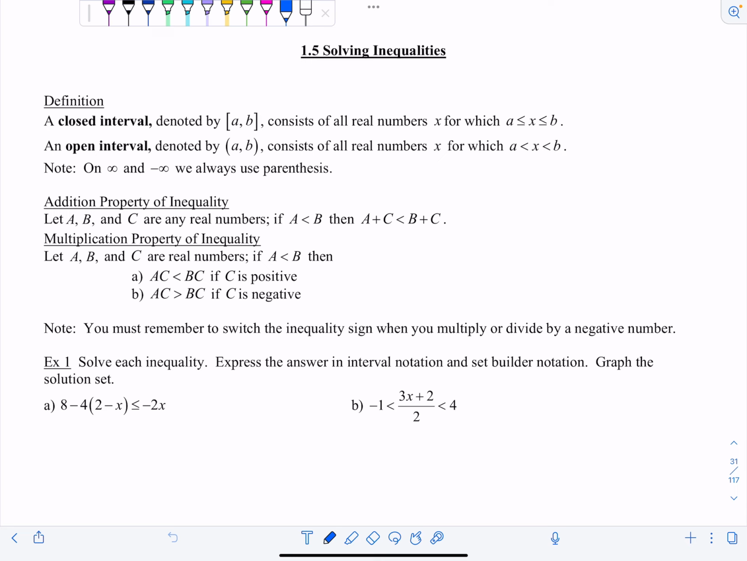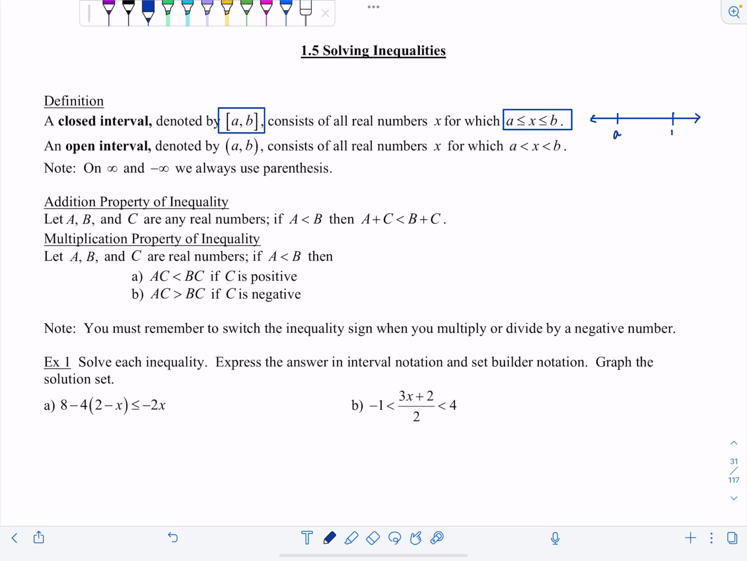A closed interval is denoted by using brackets around the values a and b, and that closed interval consists of all real numbers x for which x is greater than or equal to a and less than or equal to b. So this is the inequality equivalent of this notation. This is interval notation, and graphically you have a couple options for how to represent it.